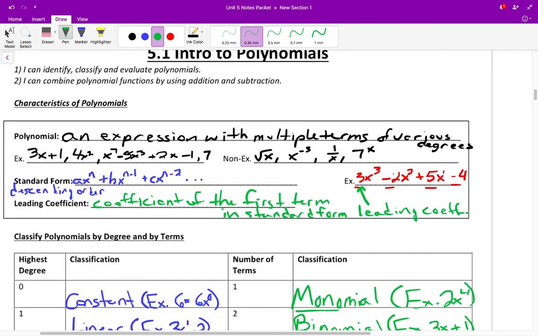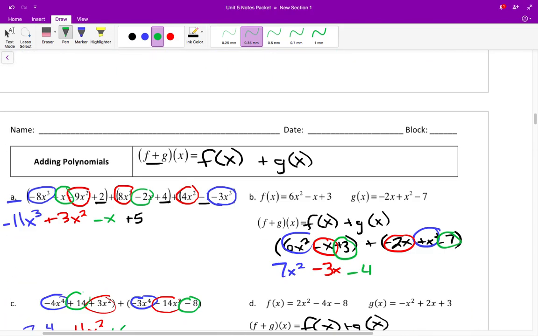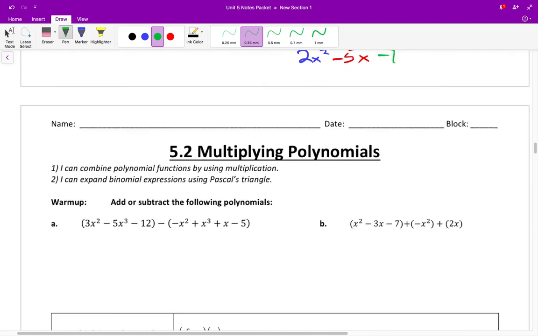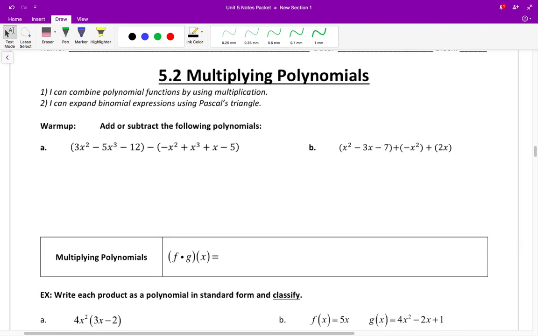So looking ahead to tomorrow, here's what we will be doing. Well, not tomorrow, but the next time I see you on Monday. We will be looking to multiply polynomials together. So we'll be looking at how do I take two polynomials and multiply using distribution. We'll also look at some stuff with Pascal's triangle. So that's what you can look forward to for Monday.